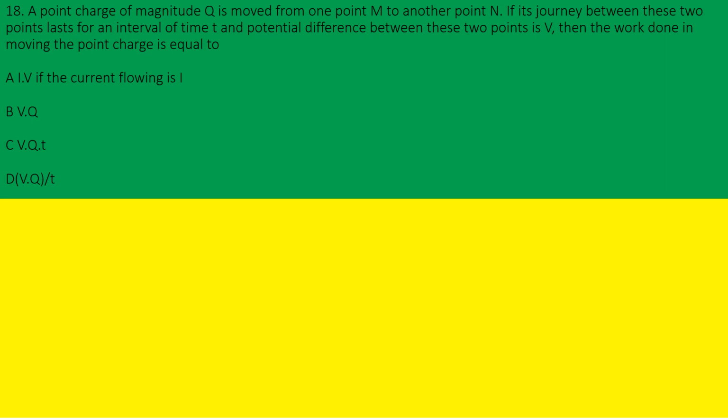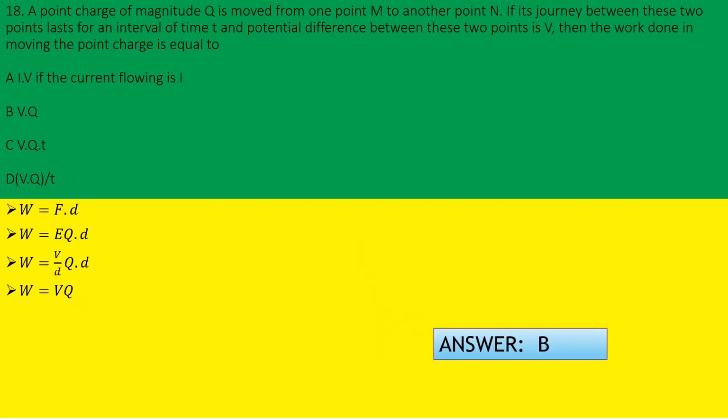The point charge of magnitude Q is moved from one point M to another N, and its journey between these two points lasts for an interval of time T. Alright, so work done is basically F times D. So F is the electrostatic force acting on a charged particle of charge Q in an electric field of field intensity E. But the field intensity itself is the same as V over D. So this D goes over this D, and we basically have the work done to be VQ. Yeah, so our answer is B.